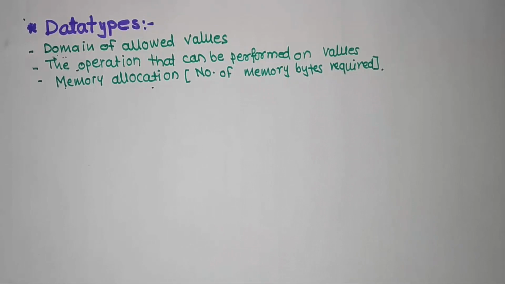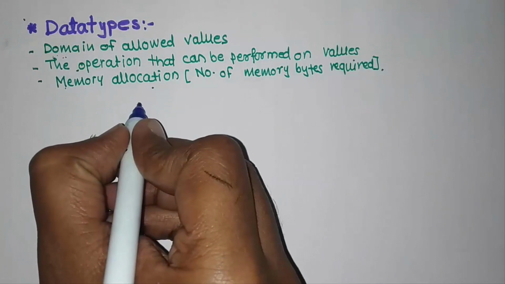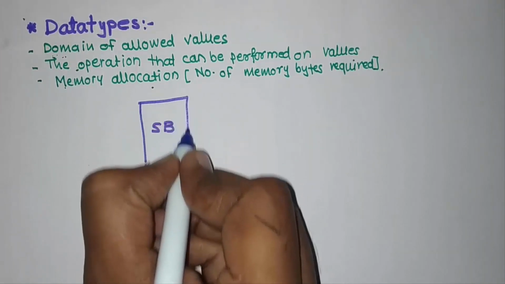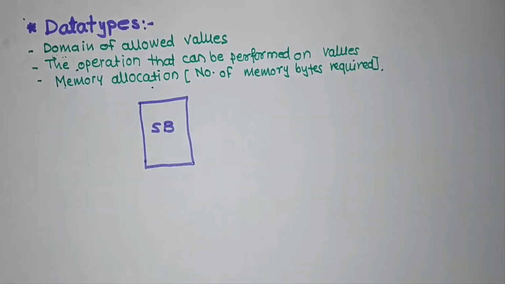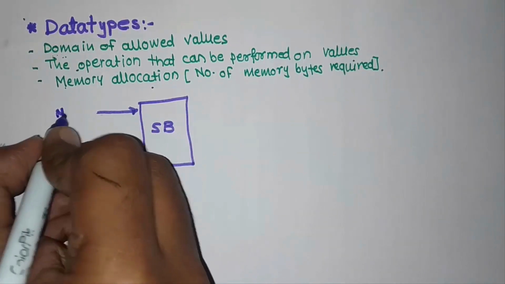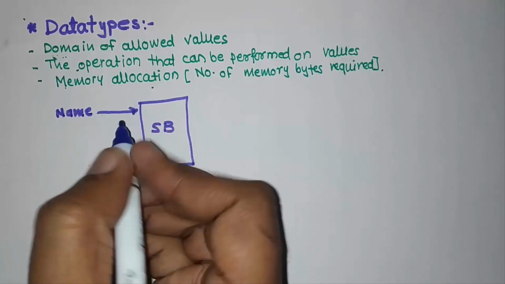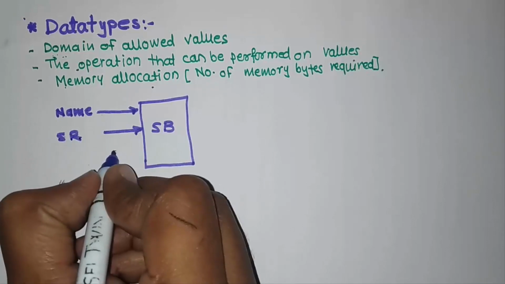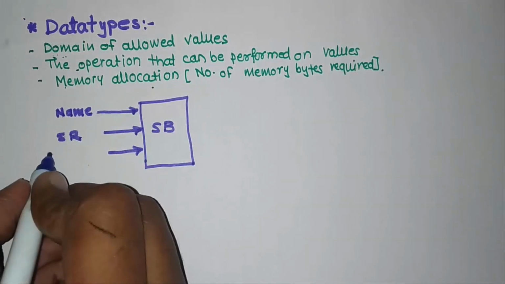Now, before going to discuss further, consider a simple scenario. A programmer is writing a simple program in which a student database is created. That is, this programmer is writing a simple code in which he is going to access three different quantities. The first one is the name of the student, the second one the student serial number, and the third one is the student's percentage value.